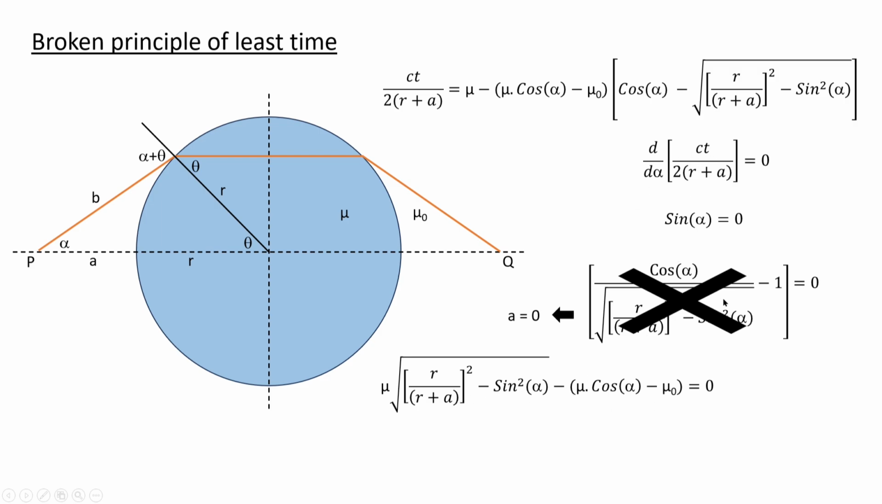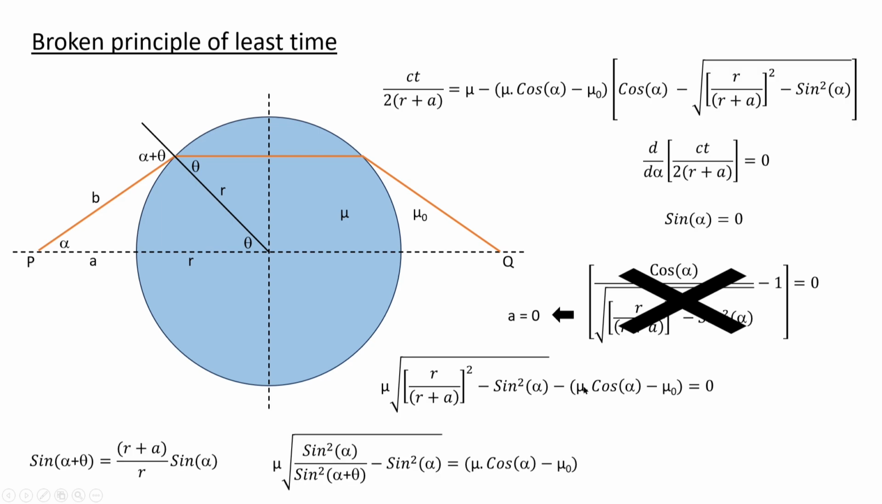Either sin alpha can be 0, or this can be 0, or this can be 0. So we are considering this now. So when this is 0, what do we get? From this triangle we get this relationship. When we put it into this factor, we end up with an expression like this, which can be further simplified to a form like this: sin alpha plus theta by sin theta equals mu by mu naught. So this is what is implied.